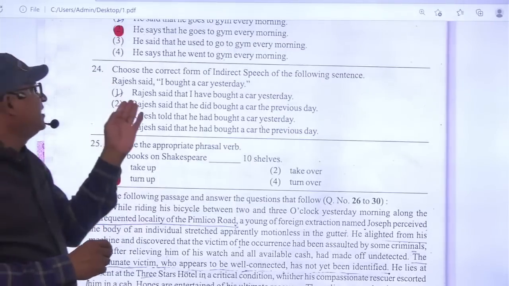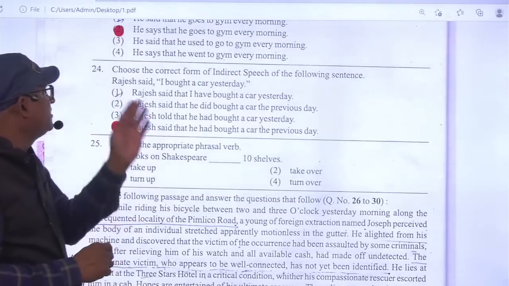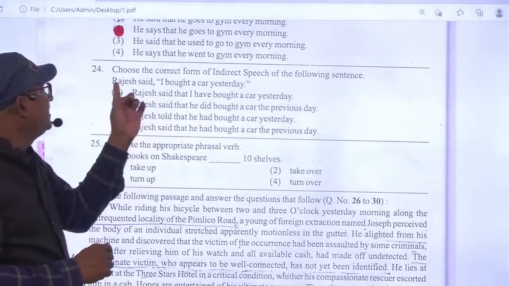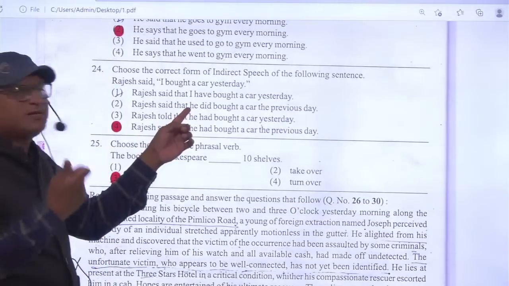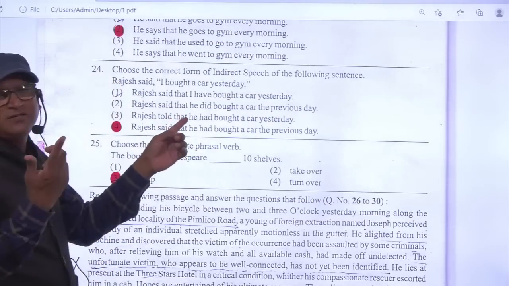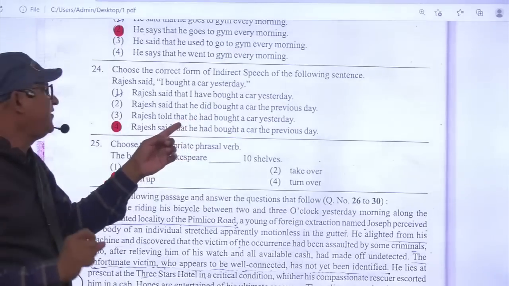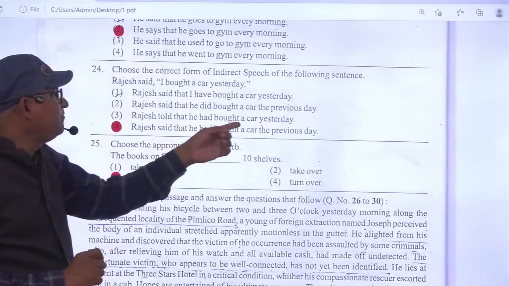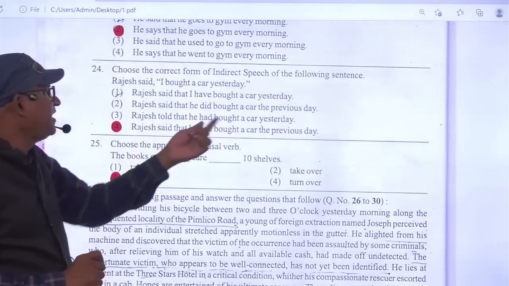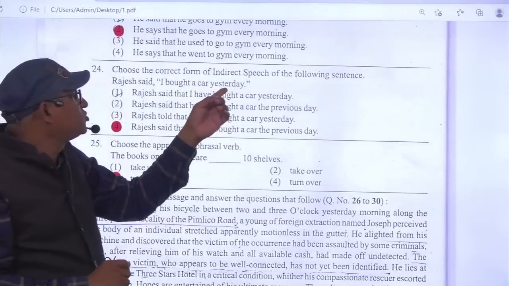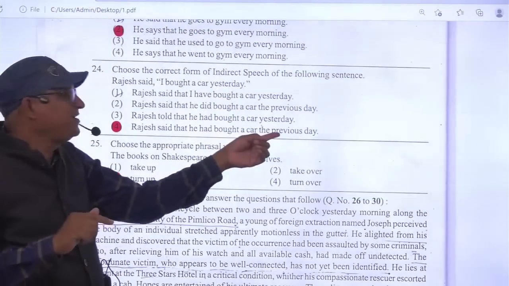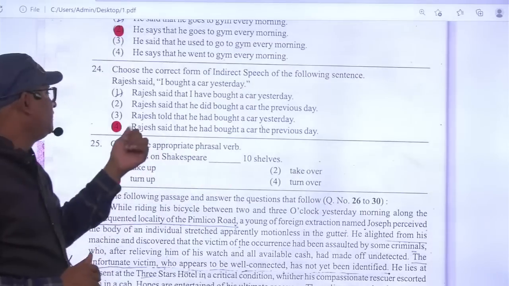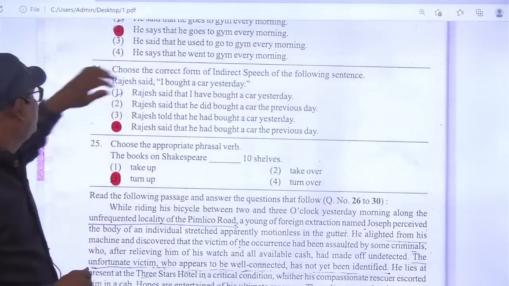Okay, so Rajesh is the subject of the reporting speech. Rajesh said that I is nothing but Rajesh, the third person, so he must be used. What I have told you, past perfect tense is required. That's why he had bought. Of course, 3 and 4 are the same. But in reported speech, yesterday becomes the previous day or the day before. That's why the 4th is the right option, right? Let's go for the next one.